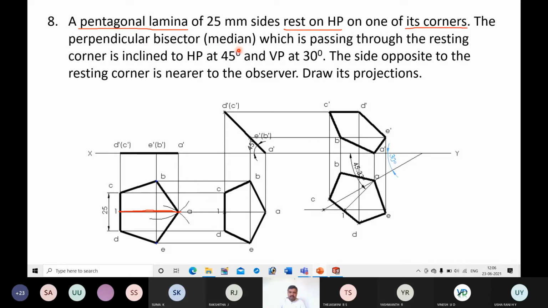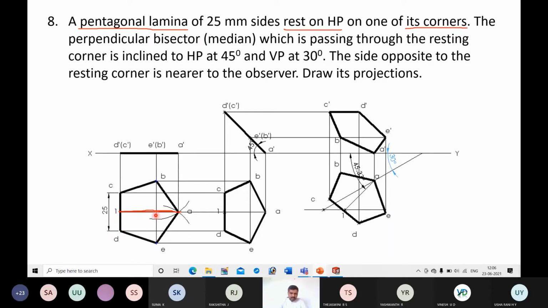It is also called a median because this line is also dividing the entire lamina, the surface, into two equal parts. This is above it and this will be below it. That's why it is called a median. That means it is like a center line of this lamina. And it is a perpendicular bisector because this line is dividing CD into two equal parts and it is perpendicular to CD.